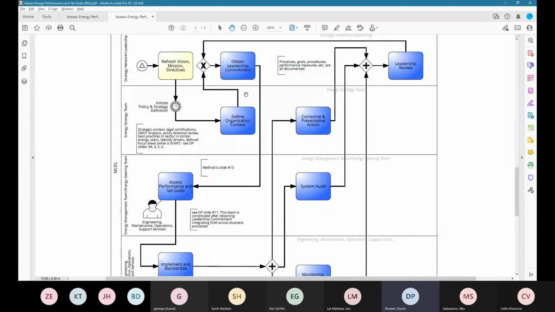So that's this sort of defining organizational context. And then at that point, there's this point at which you go back to your leadership to present a vision of what it is that you want to do, right?